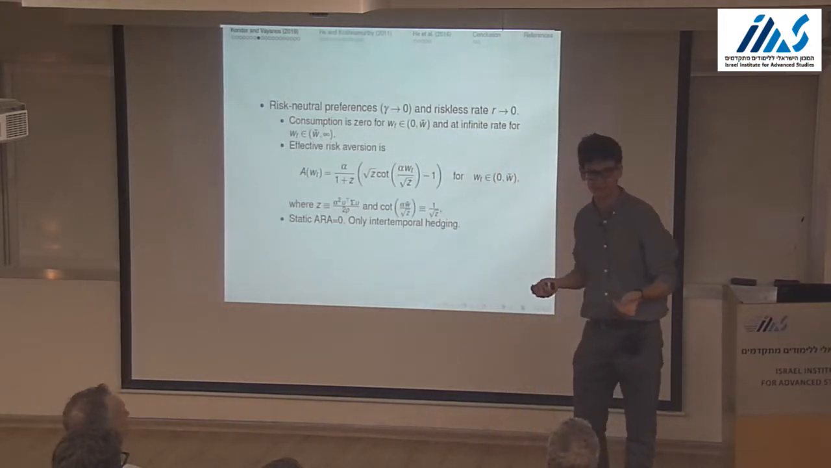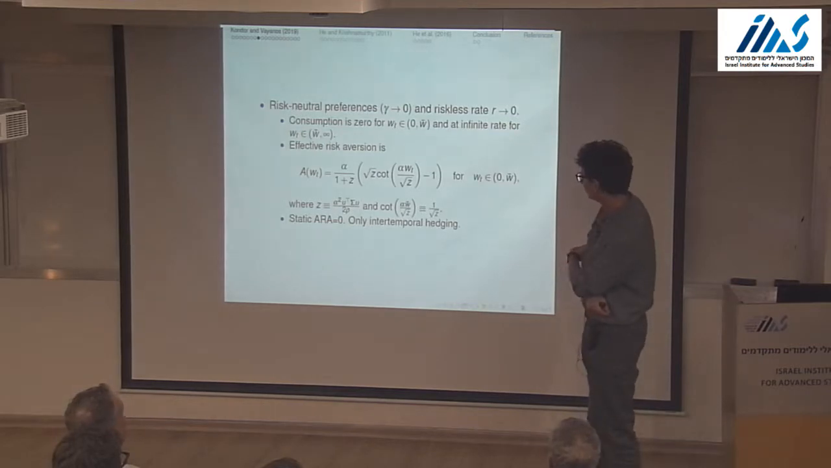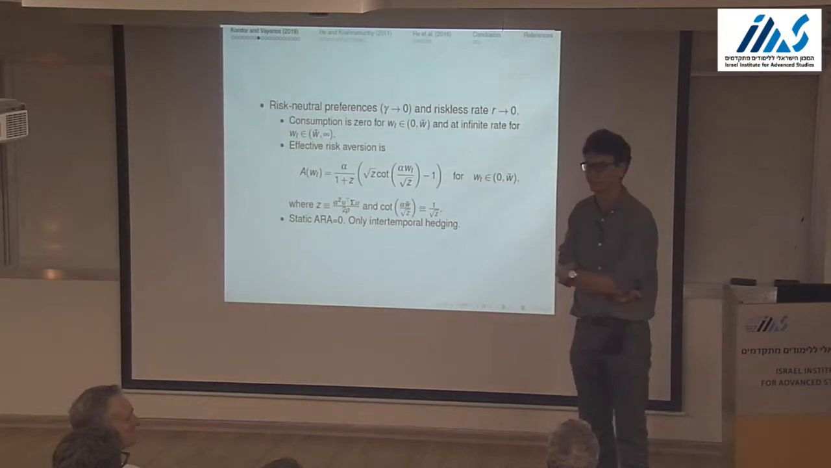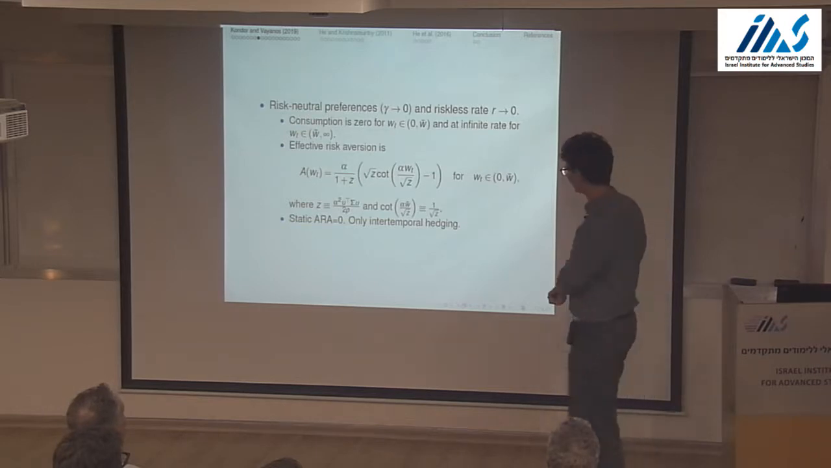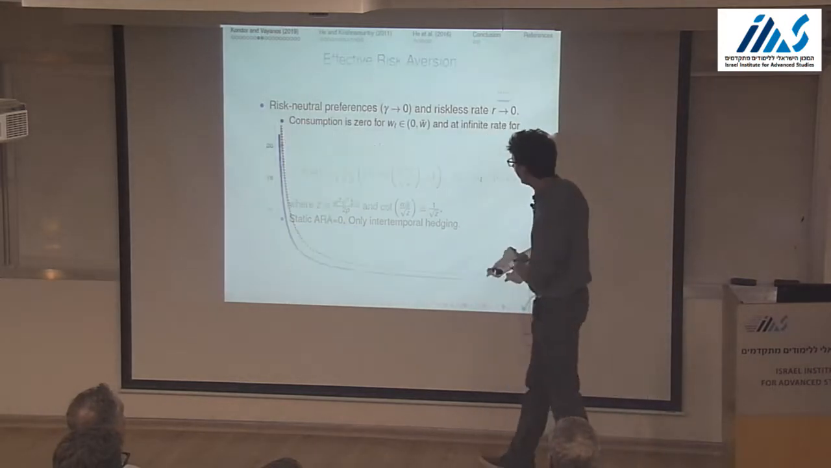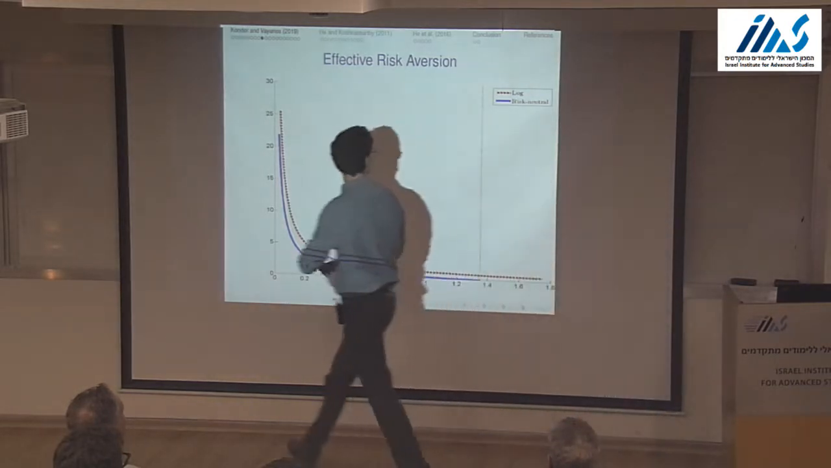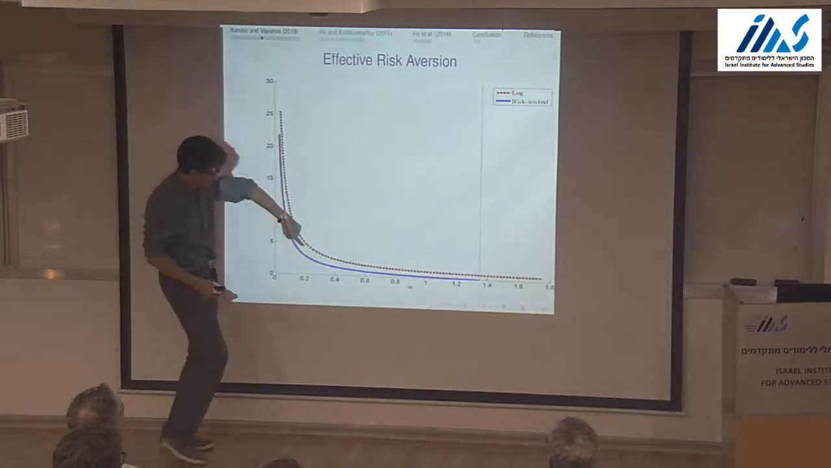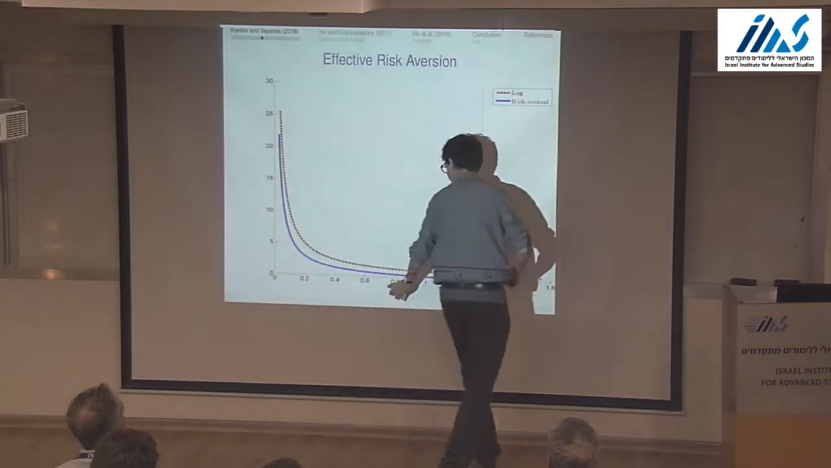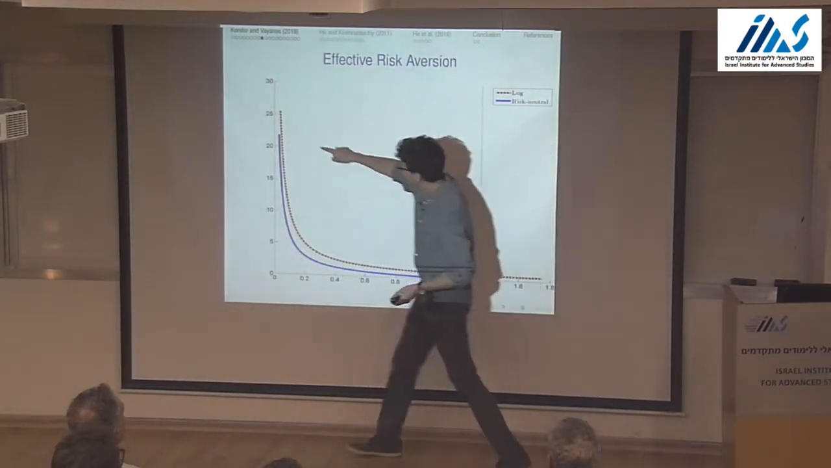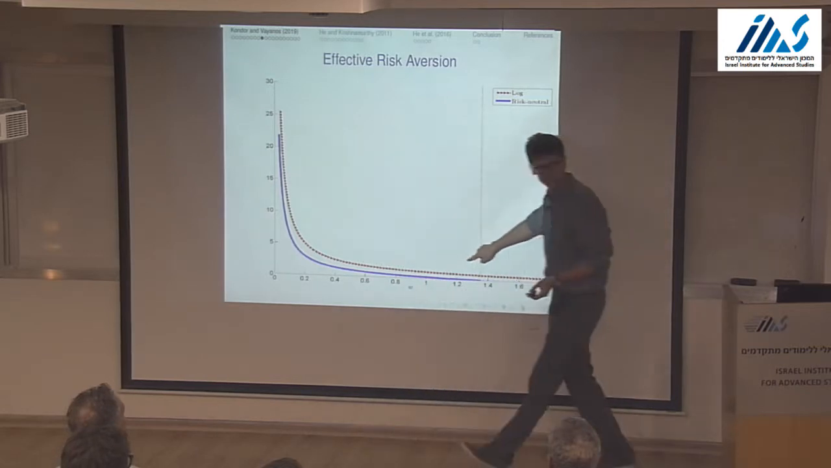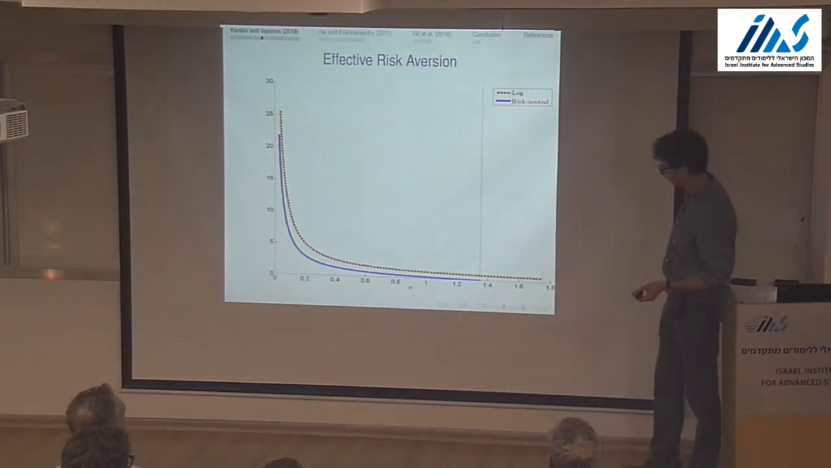So effective risk aversion is the cotangent of wealth. It's one of the very few models where cotangent plays a role. It's not the only one, as I learned, but it's one of them. This is how it looks. If you don't remember how cotangent looks, this is the risk-neutral effective risk aversion as a function of aggregate wealth. And this is the 1 over W. This is the log case.